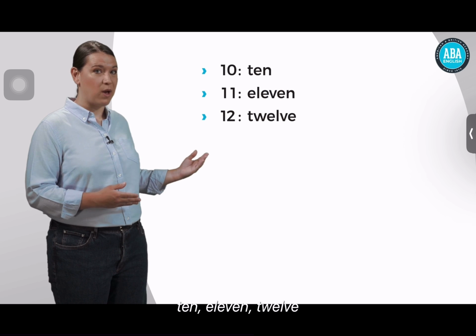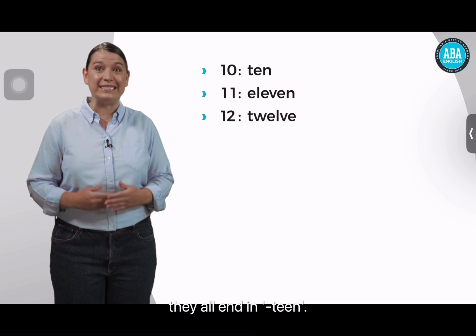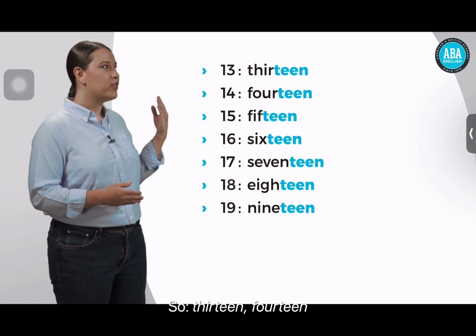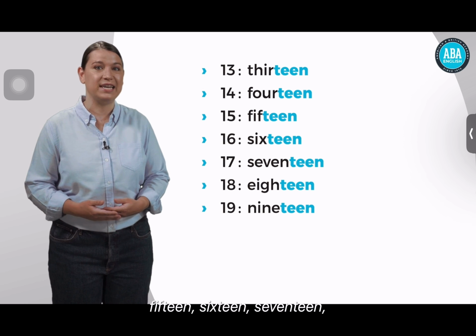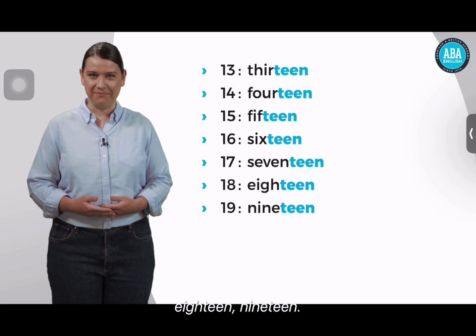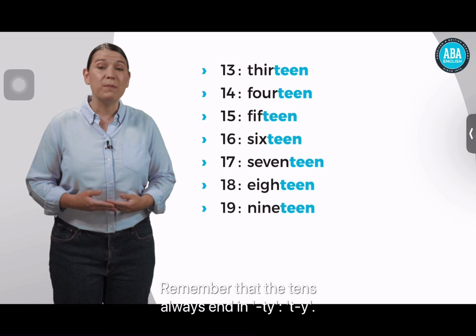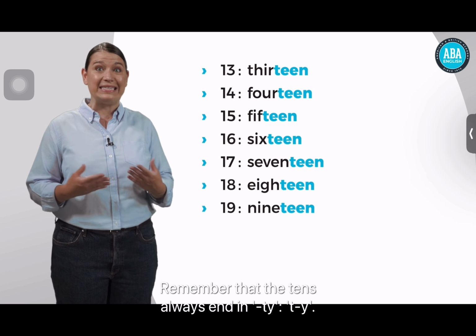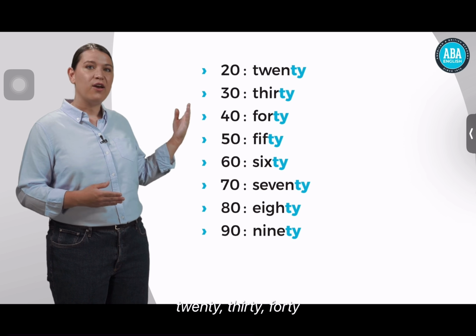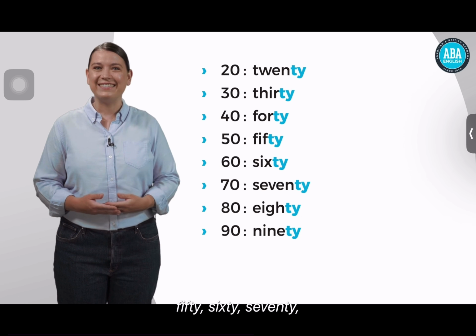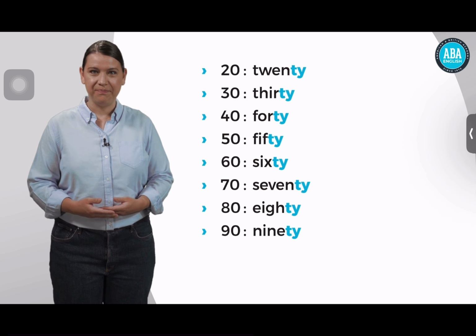10, 11, 12. Now look, starting at 13, they all end in teen. So 13, 14, 15, 16, 17, 18, 19. Now let's continue with the rest of the tens. Remember that the tens always end in T, Y: 20, 30, 40, 50, 60, 70, 80, 90.